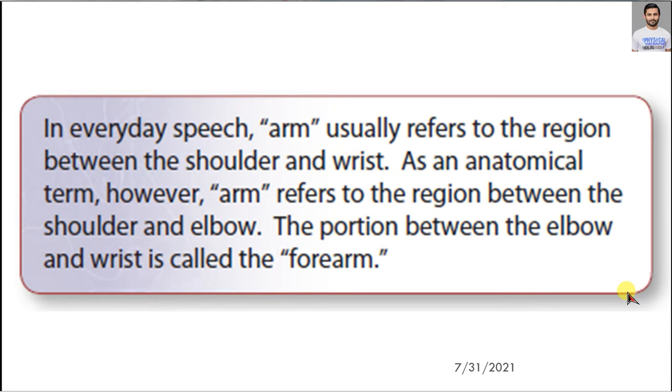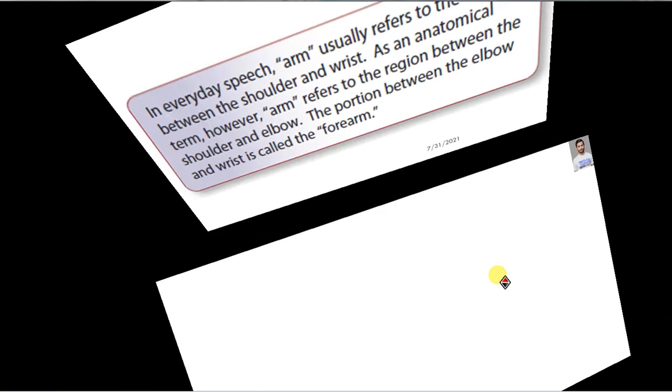In everyday speech, arm usually refers to the region between the shoulder and wrist. As an anatomical term, however, arm refers to the region between the shoulder and elbow. The portion between the elbow and wrist is called the forearm. So we are discussing the forearm and hand today.